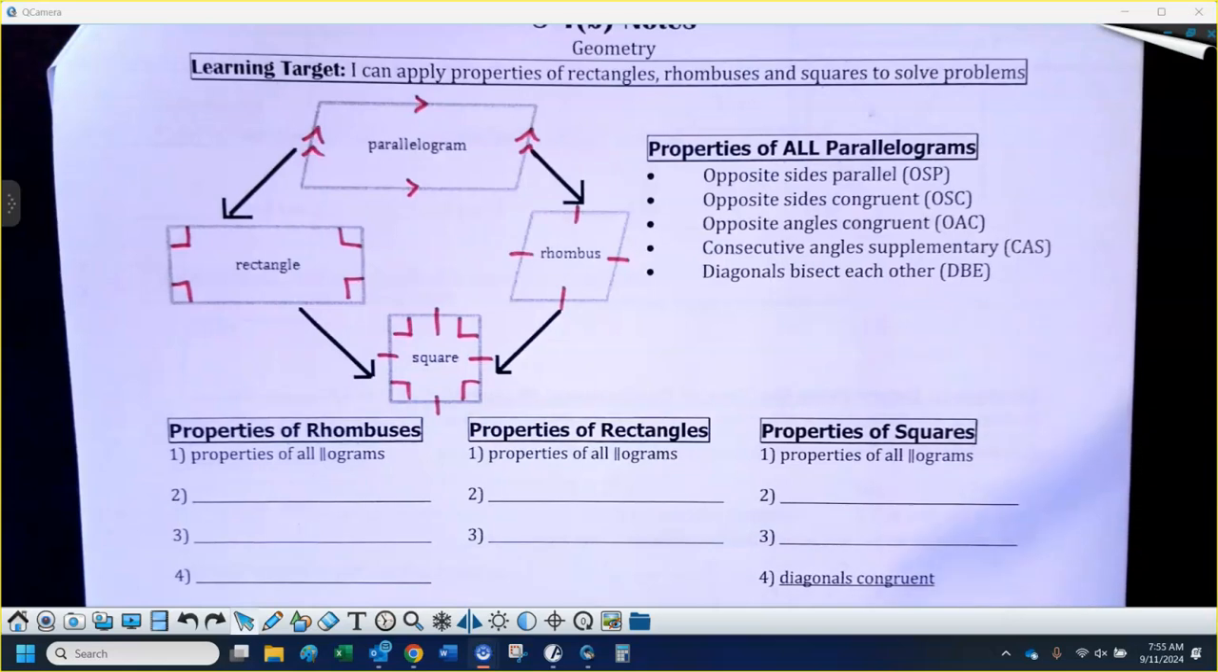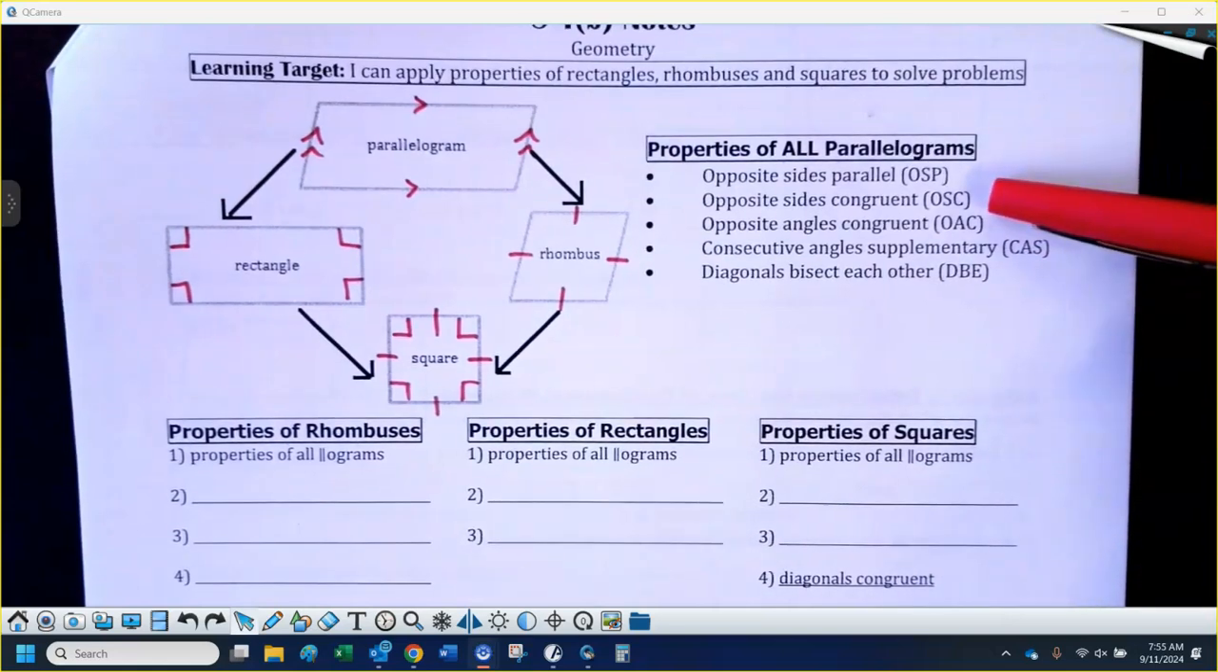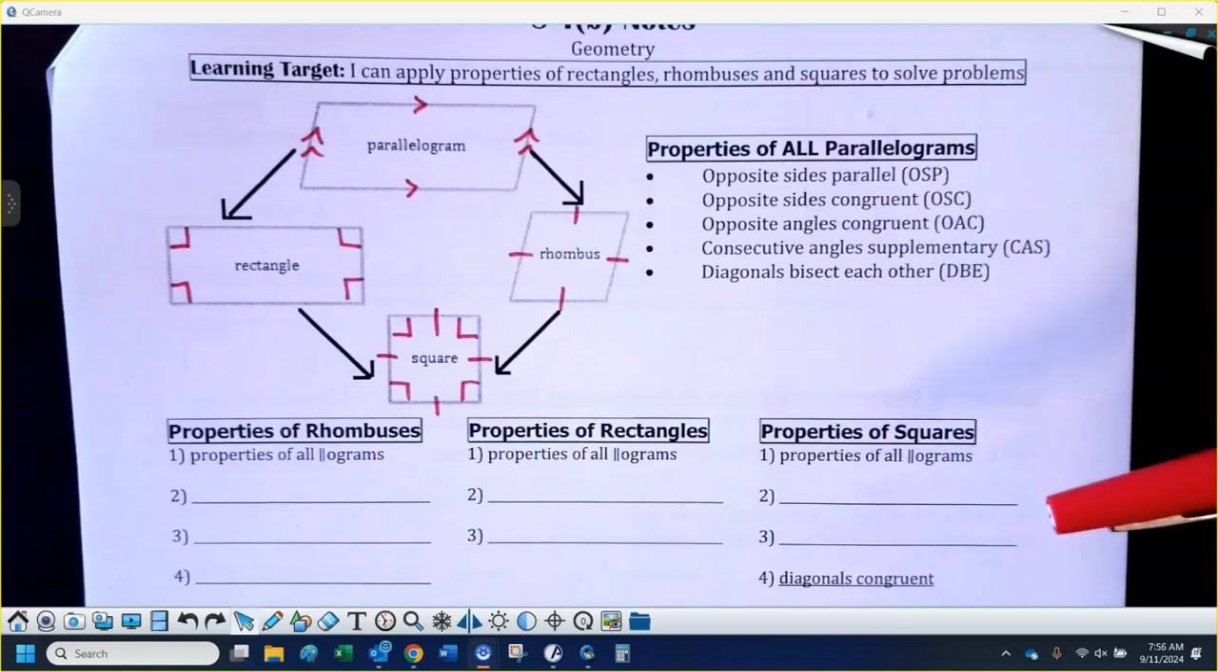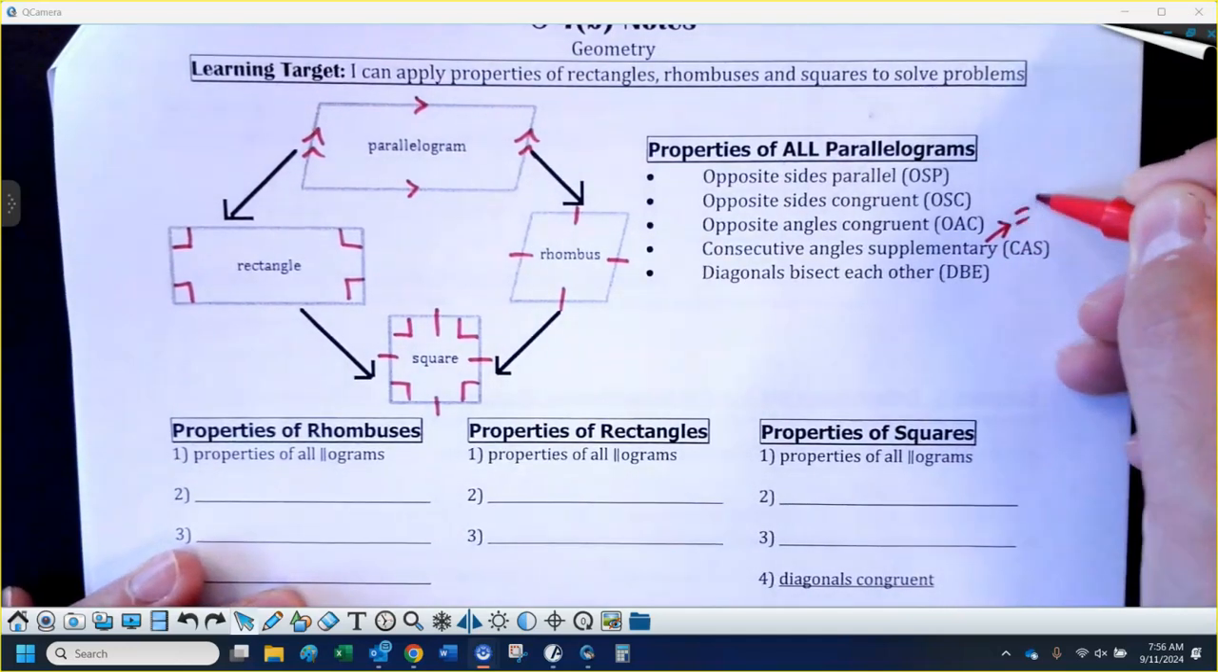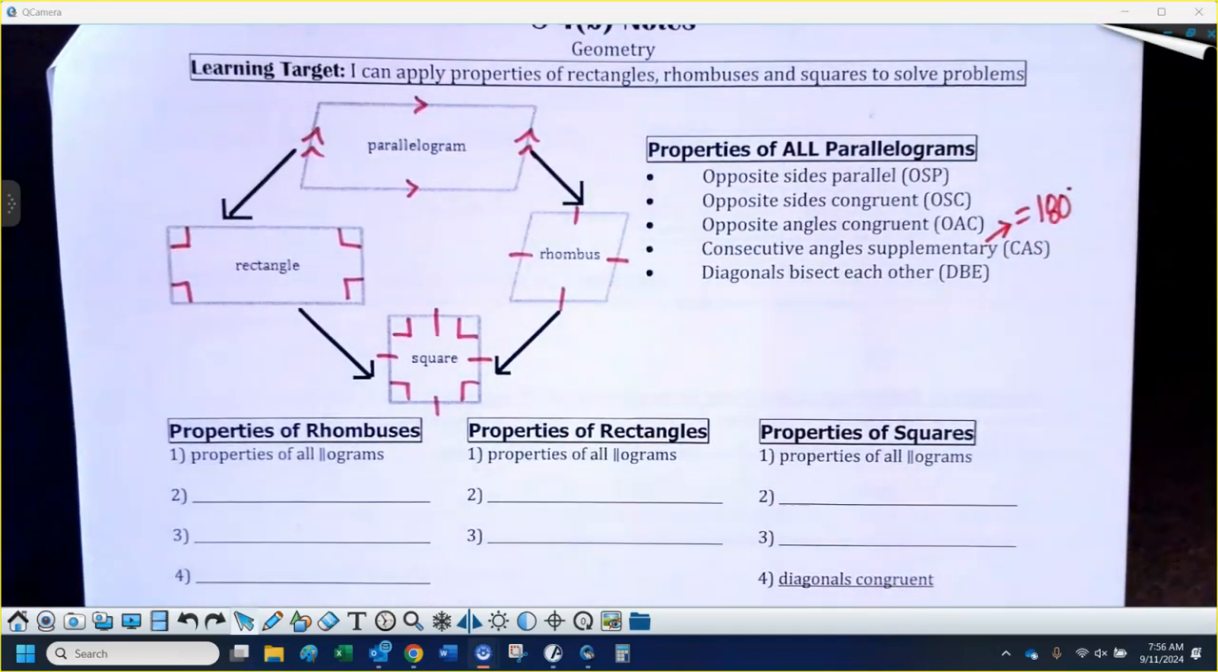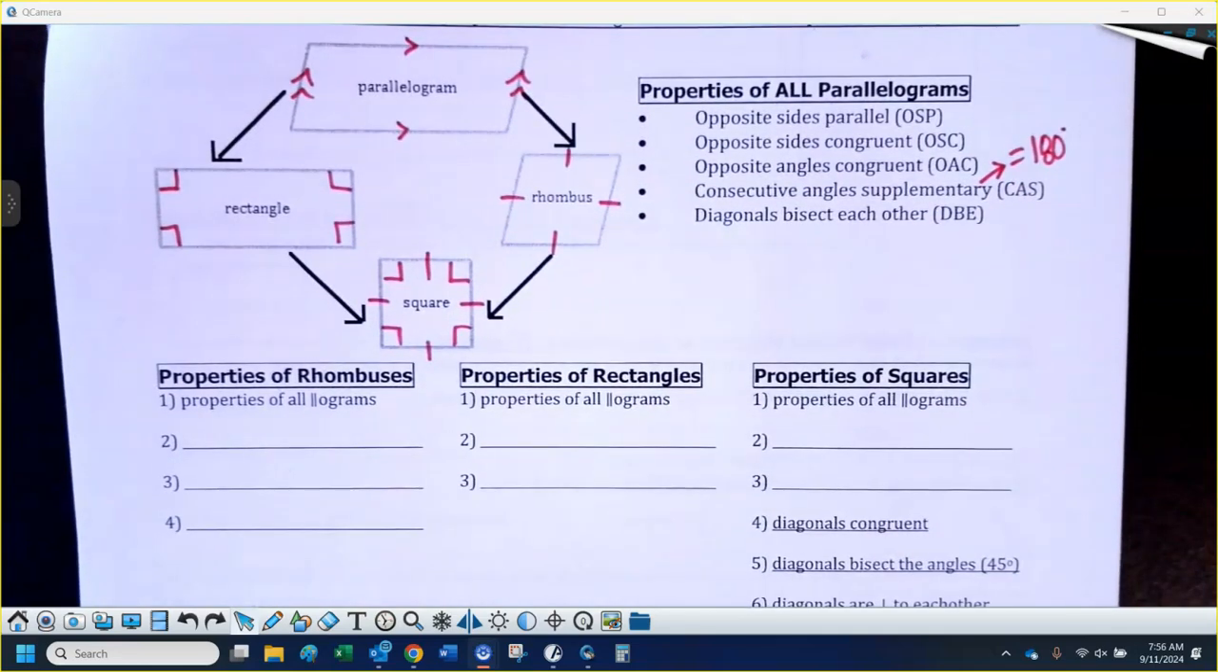Opposite sides are parallel on all of them. Opposite sides are congruent on all of them. Opposite angles are congruent on all of them. Consecutive angles will add up to 180, the supplementary. That's what that means, consecutive angles supplementary. And for all 4 of these shapes, the diagonals bisect each other. So we're just going to add into the mix what's also special about the couple other shapes that we've talked about underneath the umbrella of the parallelogram.